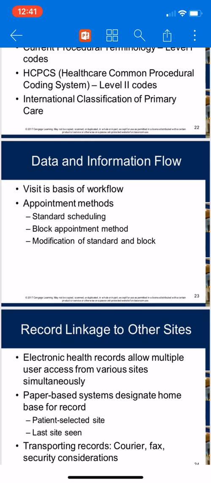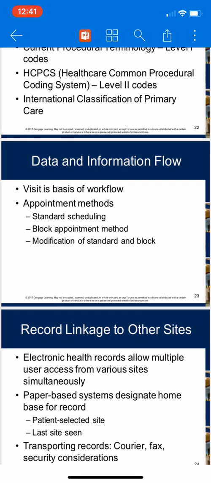Standard scheduling and block appointment methods are typical appointment scheduling patterns. In standard scheduling, patients are scheduled continuously throughout the day with appointment times at specific intervals. So you could have appointments set at every 15 minutes or so. This method sometimes results in wasted physician time when appointment lengths are shorter than expected or when patients are no-shows.